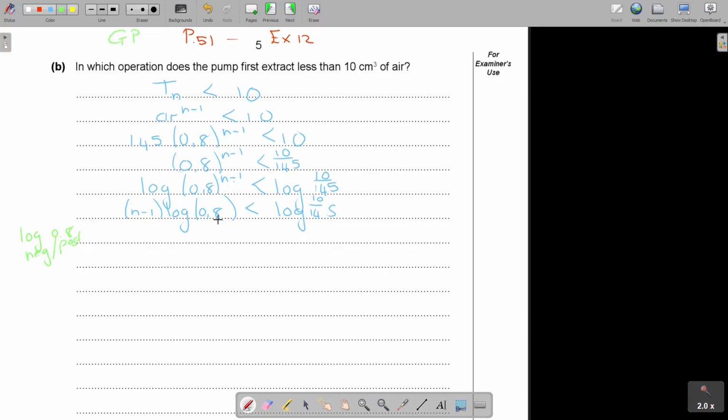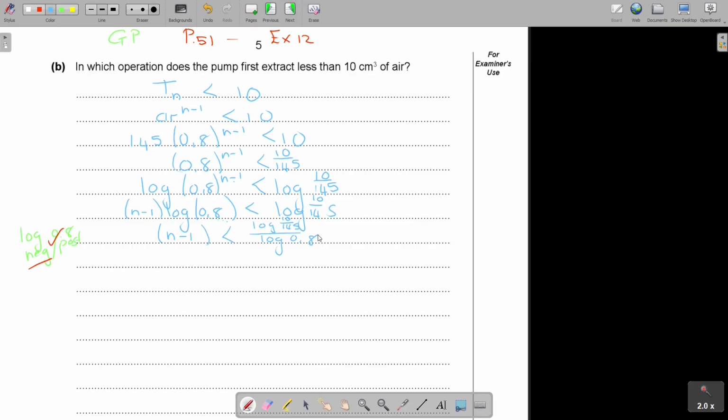So as soon as I divide both sides by log 0.8, this sign must swap around. That is very important, that you always test to see if it is negative, and that's why the sign is swapping. So I'm going to press it on my calculator: n minus 1, and log 10 over 145, divided by log 0.8.